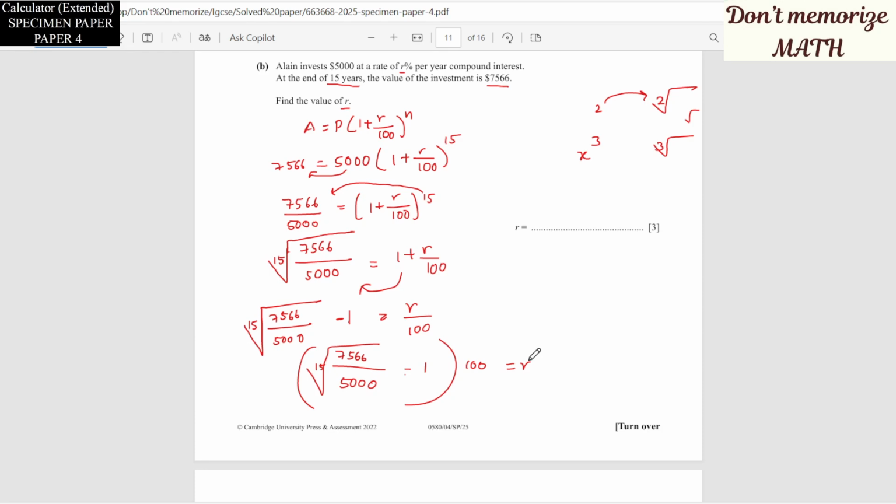So open the root. You can see two places are missing there. So 15th root of, you have a fraction, use the fraction button, 7566 over 5000. Then outside the root, make sure it is outside, you have to put minus 1. Then close the bracket. Then we have to multiply by 100. So directly you will get the answer 2.7999 like that.